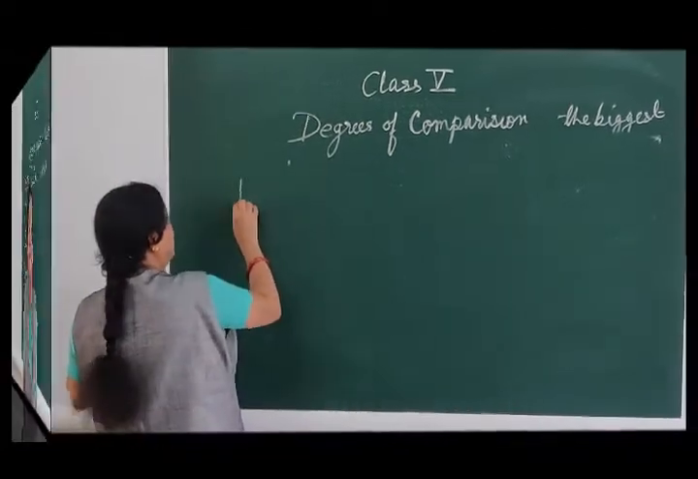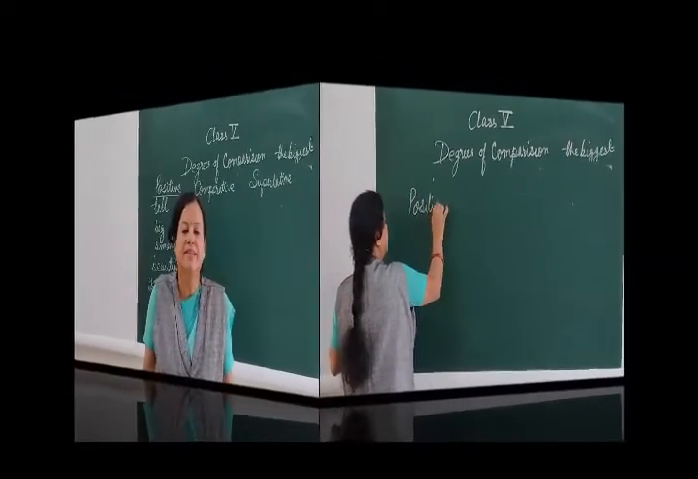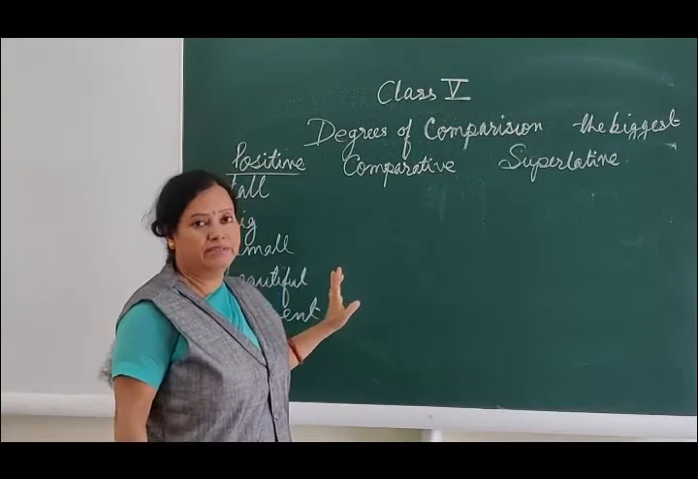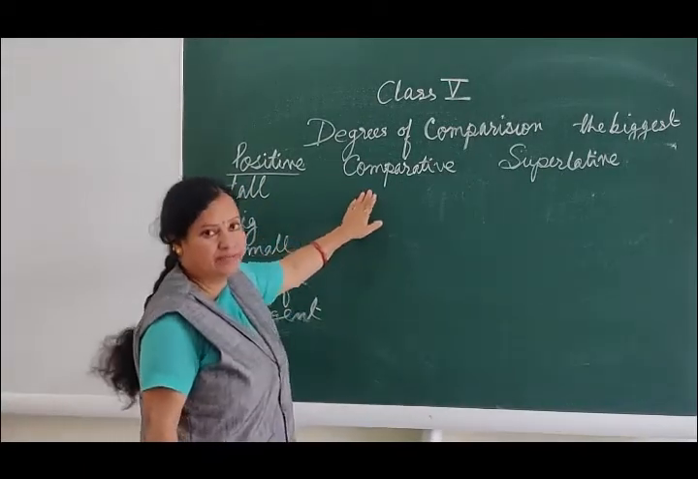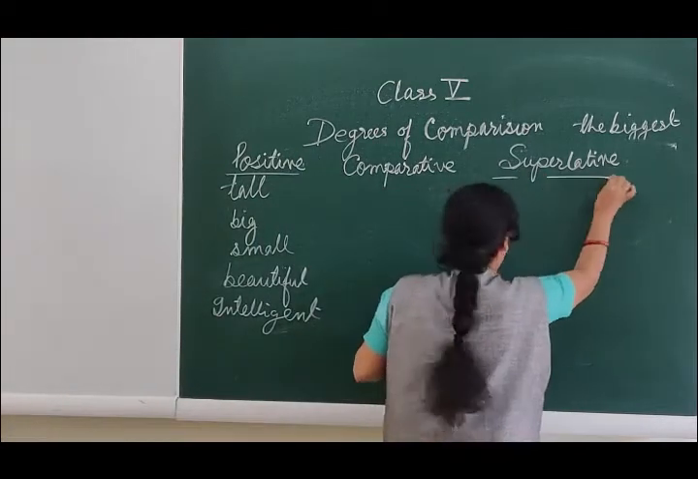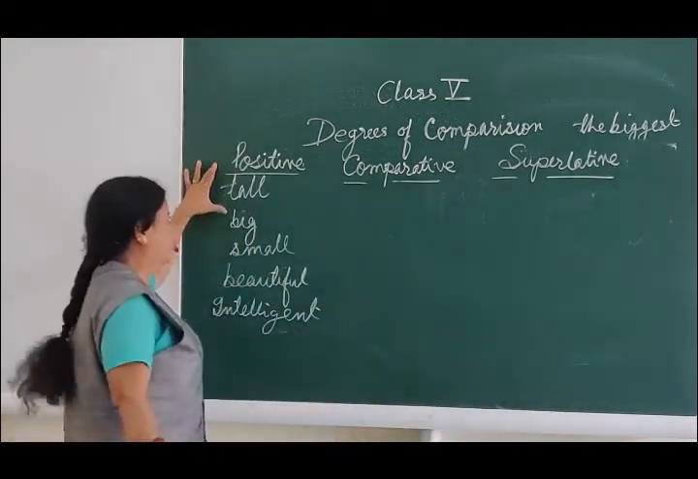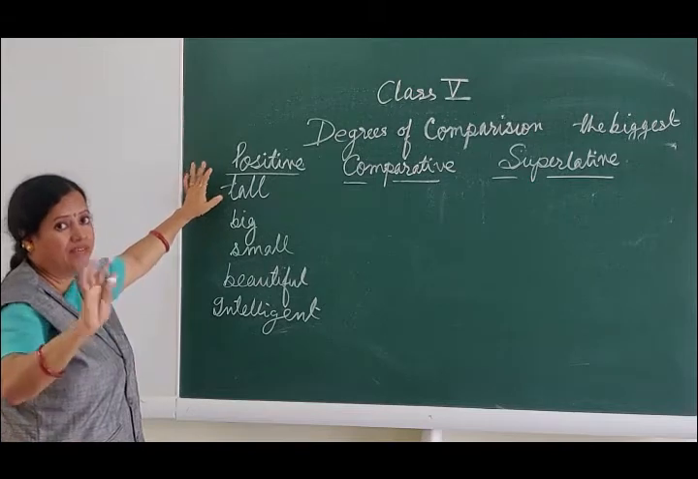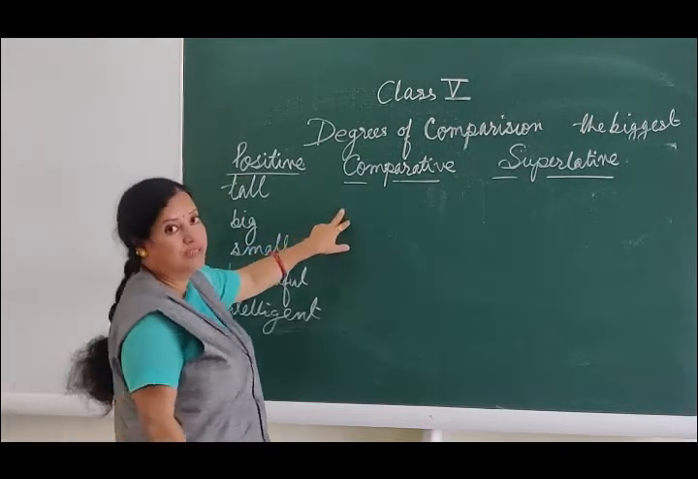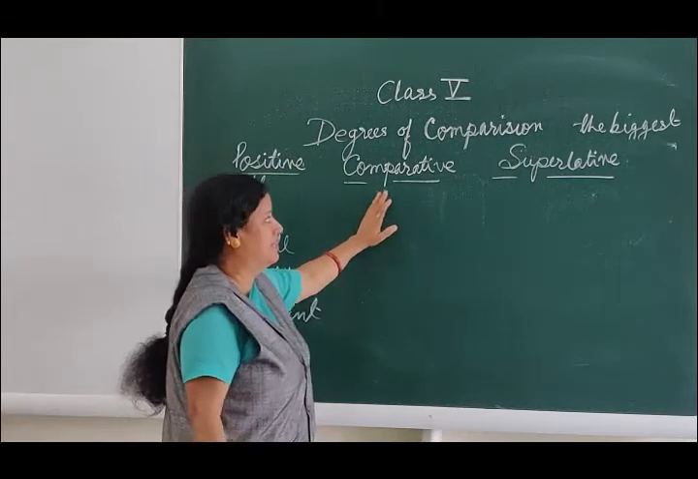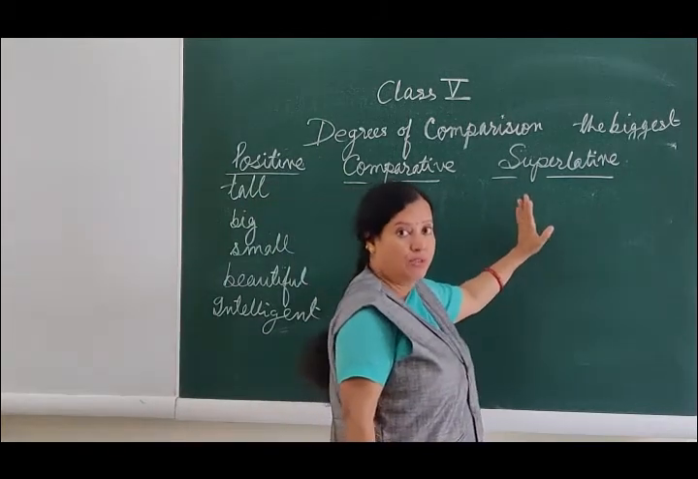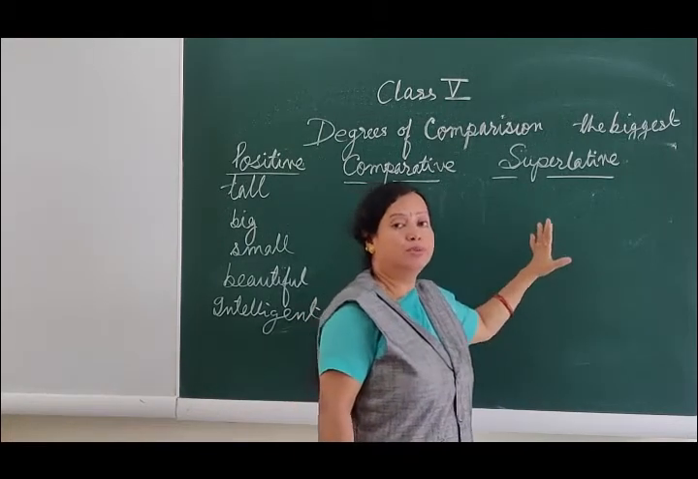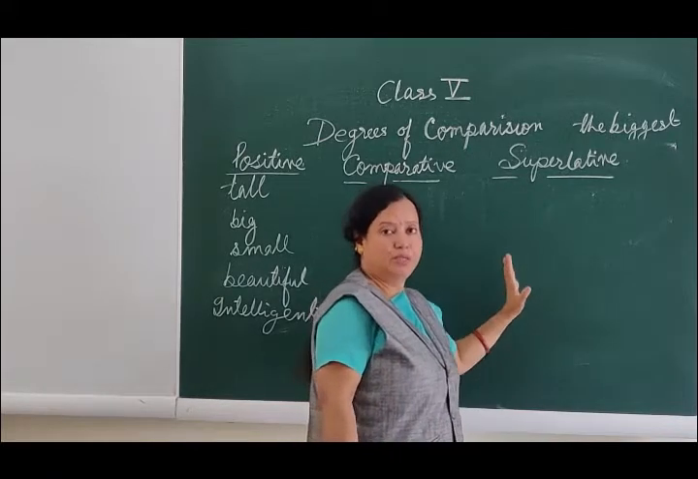So now I'll explain you positive, comparative and superlative degree. So positive degree, comparative degree, superlative degree. Okay. When the quality we are telling about one person, then it is what? Positive. When we do not compare with anyone, then it is positive. Then when we compare with someone else, then it is comparative degree. And compare with more than 2 persons or things, then it is superlative degree.